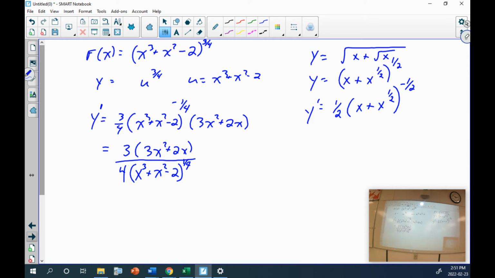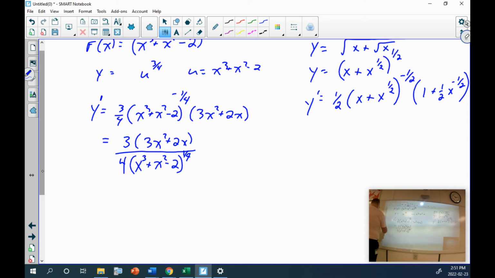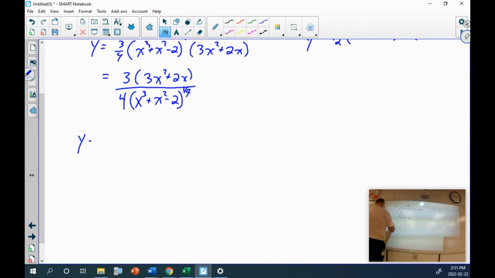What's the derivative of the inside function now, Molly? 1 plus 1/2 x to the negative 1/2. Really don't want to go much further than that. I guess I could, but that would be perfectly fine right now because it's got all sorts of things. Okay, so on your own.